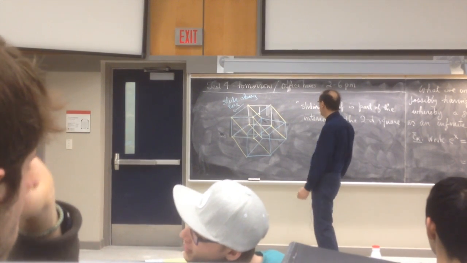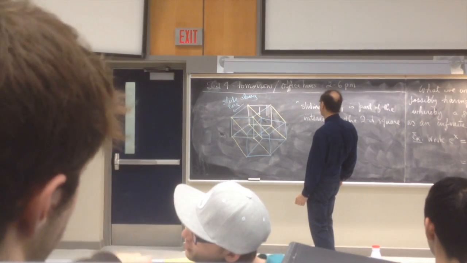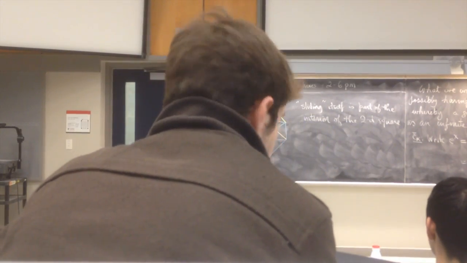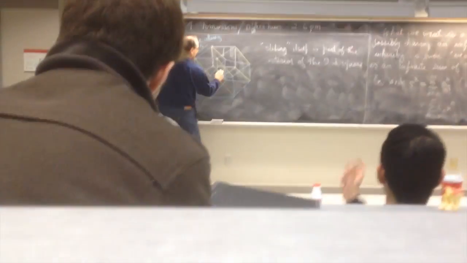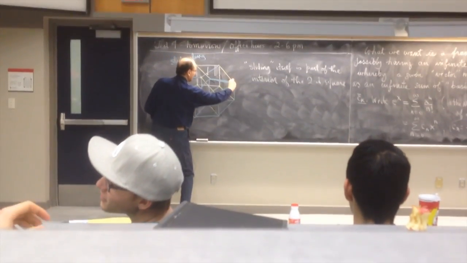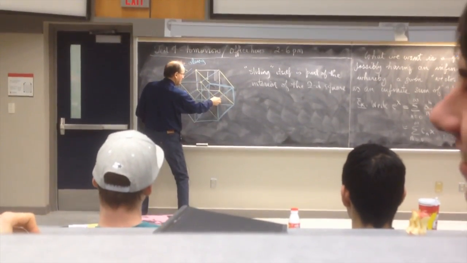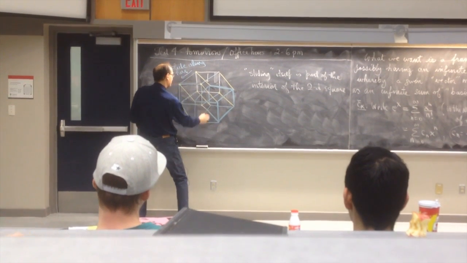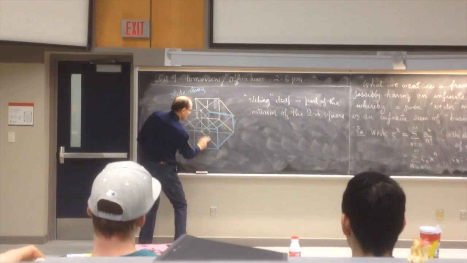I may have forgotten the vertex, but no, it looks good. You can actually make out some of the cubes, right? Here's one of the cubes right here. This one. There's one. No, not this one. This one.